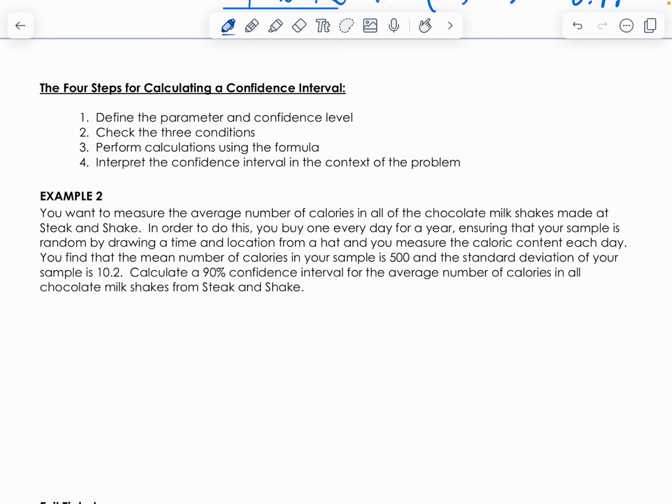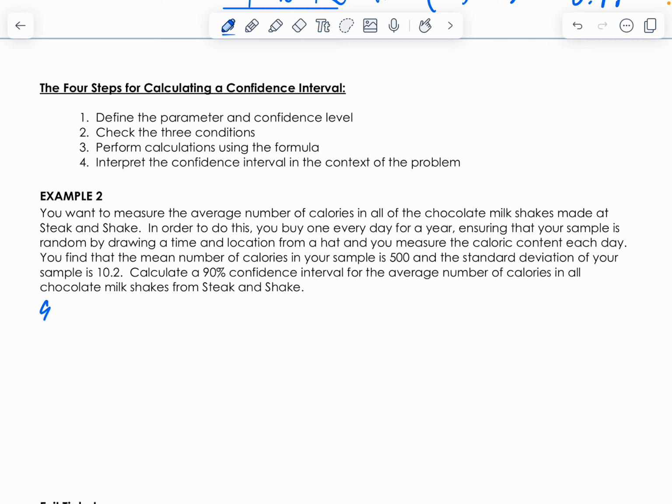Okay, this says you want to measure the average number of calories in all of the chocolate milkshakes made at Steak and Shake. In order to do this, you buy one every day for a year, ensuring that your sample is random by drawing a time and location from a hat, and you measure the caloric content each day. You find that the mean number of calories in your sample is 500, and the standard deviation for your sample is 10.2. Calculate a 90% confidence interval for the average number of calories in all chocolate milkshakes from Steak and Shake.